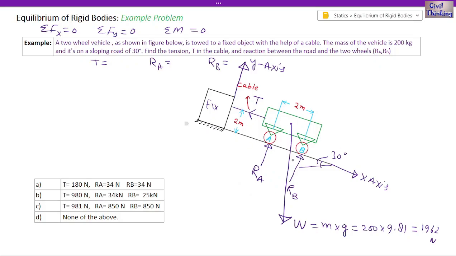The T is in the x direction, but as you can see here, W is neither in the x direction nor in the y direction. So when we apply these equations along the x direction and y direction, we will resolve W into x component and y component, so that we can consider W in these equations. Right now we cannot consider W in these equations because this W is in no direction. So we have to resolve W. Let me change the color first.